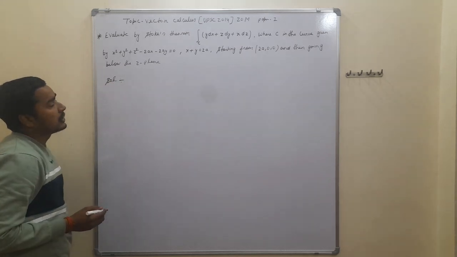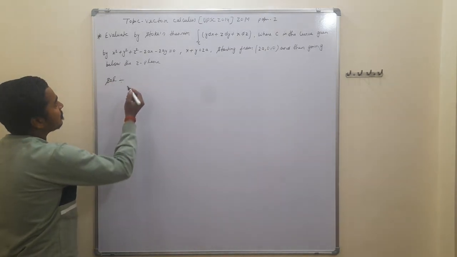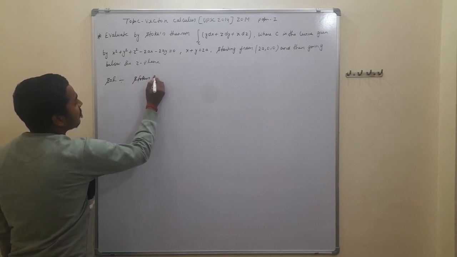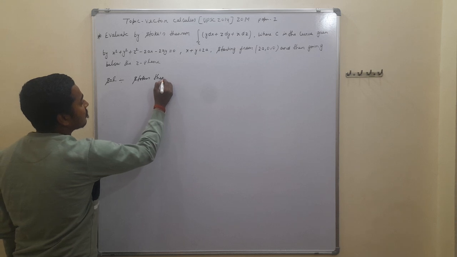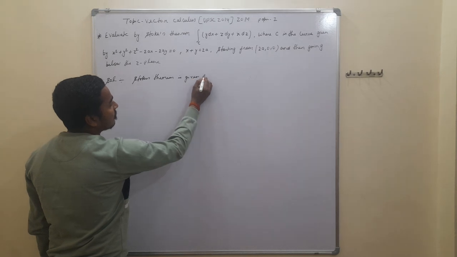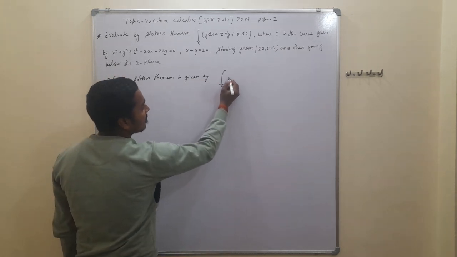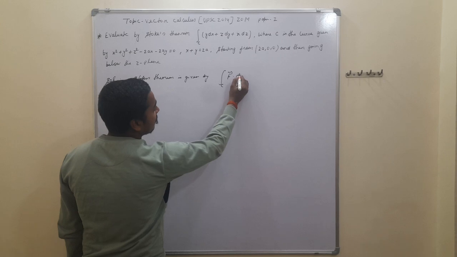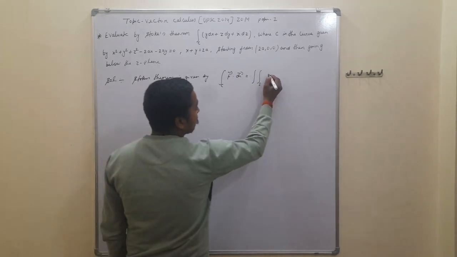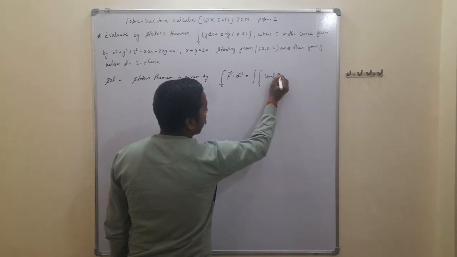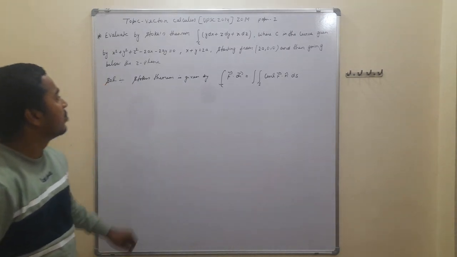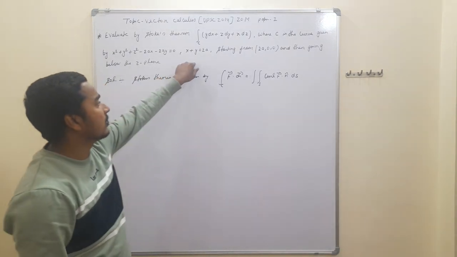We have to solve this problem using Stokes theorem. First we have to know Stokes theorem. Stokes theorem is given by: the closed integral over C of f · dr vector is equal to the double integral over the surface of curl of f vector · n ds. We have to use Stokes theorem to evaluate the given problem.